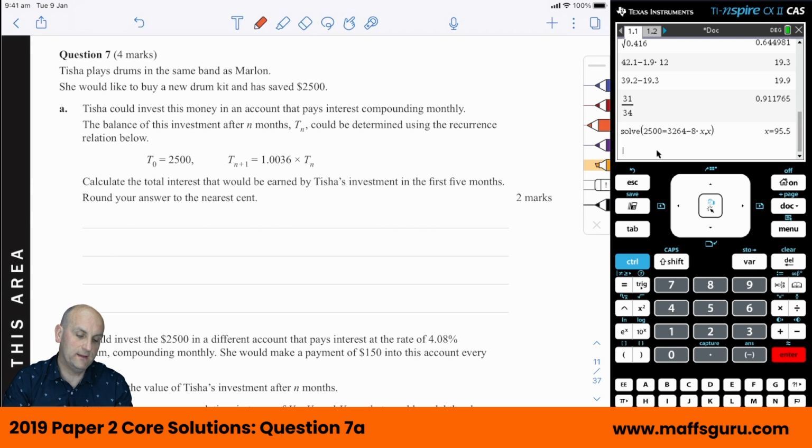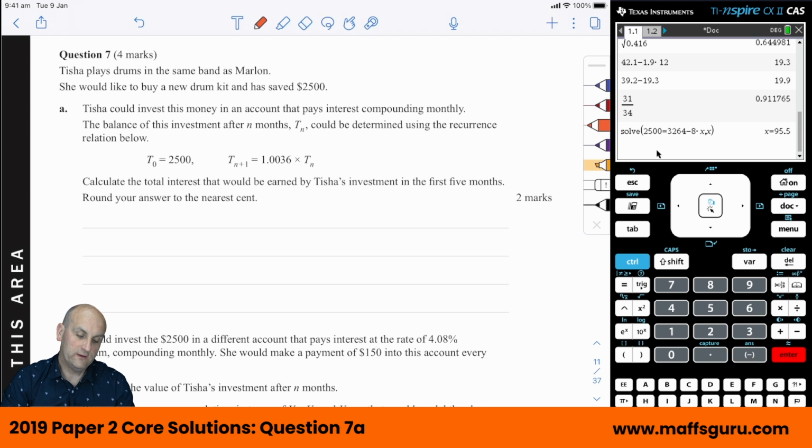Tisha plays drums in the same band as Marlon. She would like to buy a new drum kit and has saved $2,500. Tisha could invest this money in an account that pays interest compounding monthly. The balance of this investment after n months could be determined using the accounts relation below.